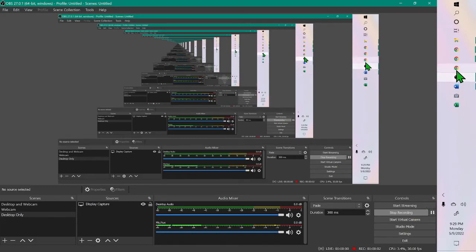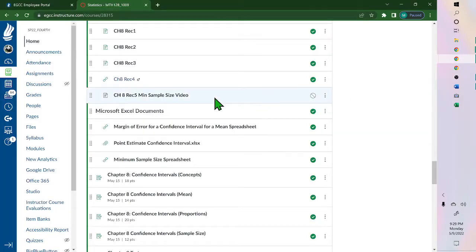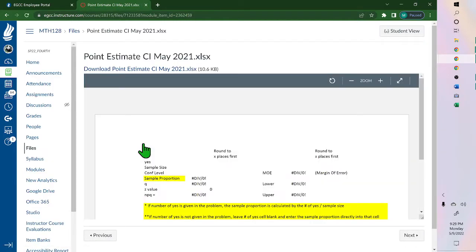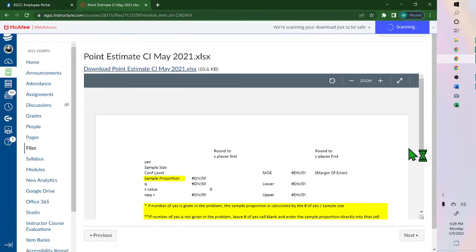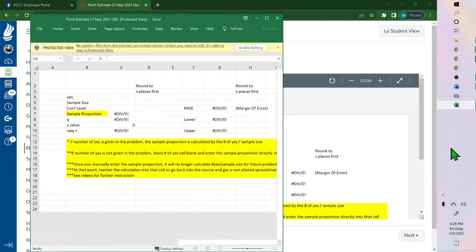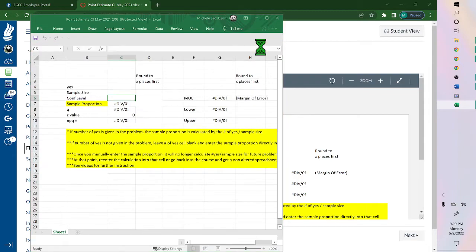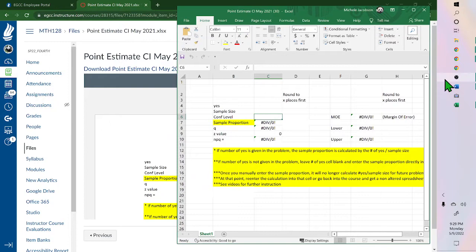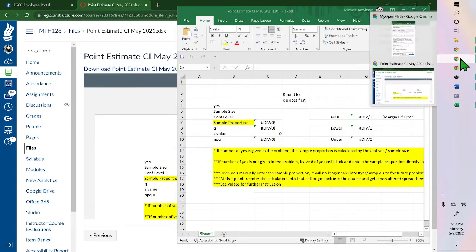Hello. For confidence intervals with proportions, under Canvas for Chapter 8, for proportions you want to use point estimate confidence intervals. And a lot of times it doesn't open, so then you click here. Some of the other ones just open, but this one usually does not. And then enable editing. Move it over here and open up the problem.